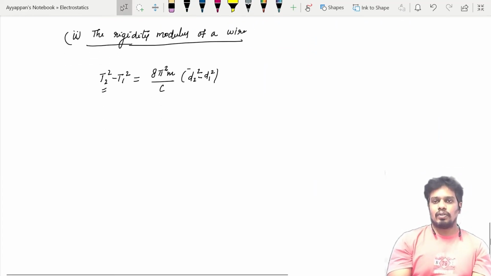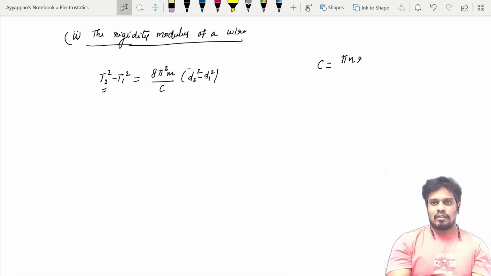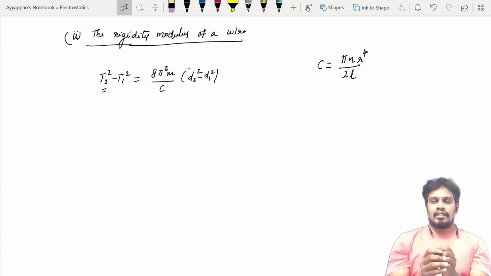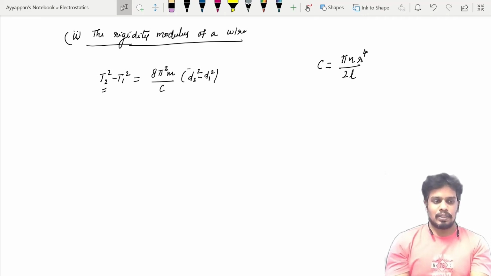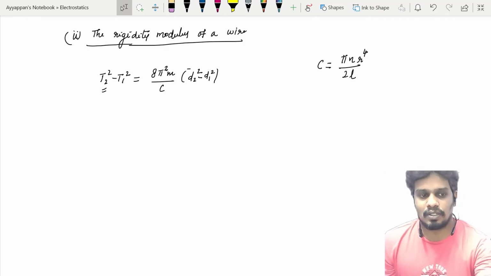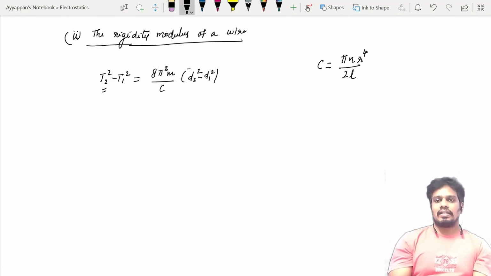Now we know what the couple per unit twist is. That is equal to pi n r to the power 4 divided by 2L. This is the way we measured the couple per unit twist using the torsional pendulum. I want to confirm the result once again. Yes, pi n r power 4 divided by 2L. Here the r is the radius of the wire, the n is the rigidity modulus of the wire, the L is the length of the wire, in the torsional pendulum.